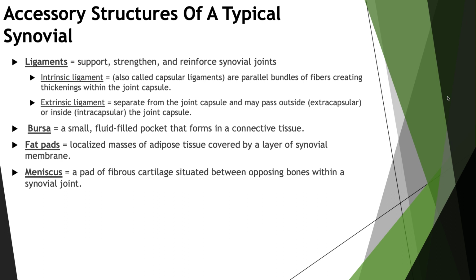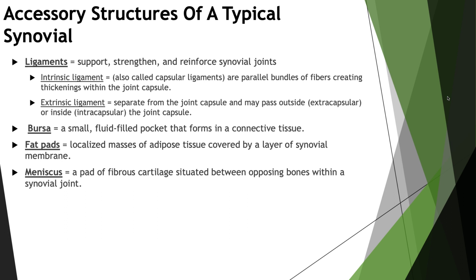You also have extrinsic ligaments, which separate from the joint capsule and may pass outside, extracapsular, or inside, intracapsular, the joint capsule. You have a bursa, which is a small fluid-filled pocket that forms a connective tissue and contains synovial fluid and is lined by a synovial membrane. Bursae often form where a tendon or a ligament rubs against another tissue. And these are located around most synovial joints. Bursae reduce friction and act as shock absorbers.